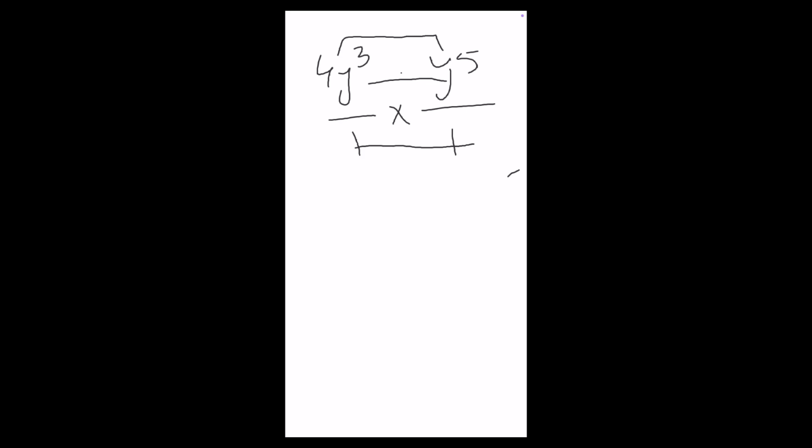Again, we are facing the product rule, isn't it? So we are writing 4y, and then 3 plus 5 would be 8. Sorry, 3 plus 5 would be 8. 4y raised to power 8. So that is the simplest form of the question.